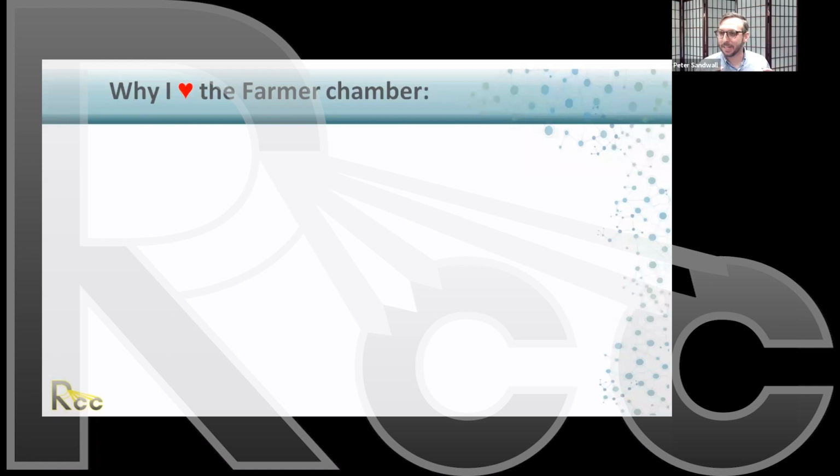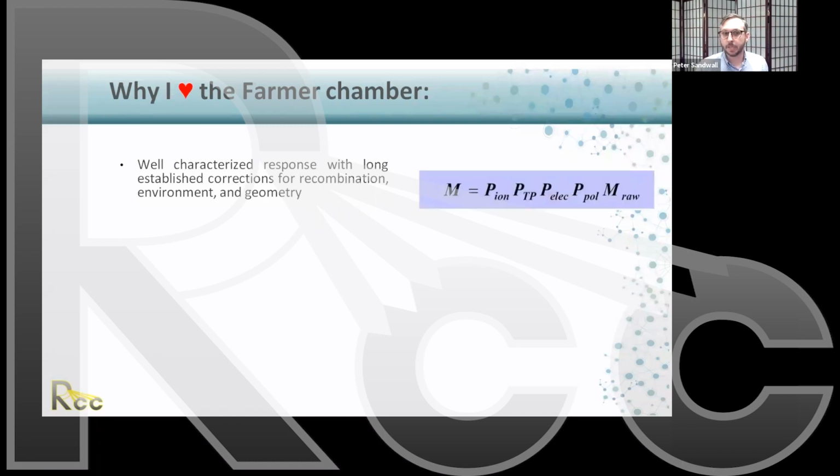This one, I'm going to extol the virtues of the Farmer chamber. Why I love the Farmer chamber: a well-characterized response, and long-established correction factors for recombination, environmental factors, and geometry. That's what these are: P-ion, P-elec. Polarity is actually a function of geometry. As you change the polarity, you're affecting the geometry of the collection volume. That's what you're looking at. You're changing the geometry of the electrical surface.